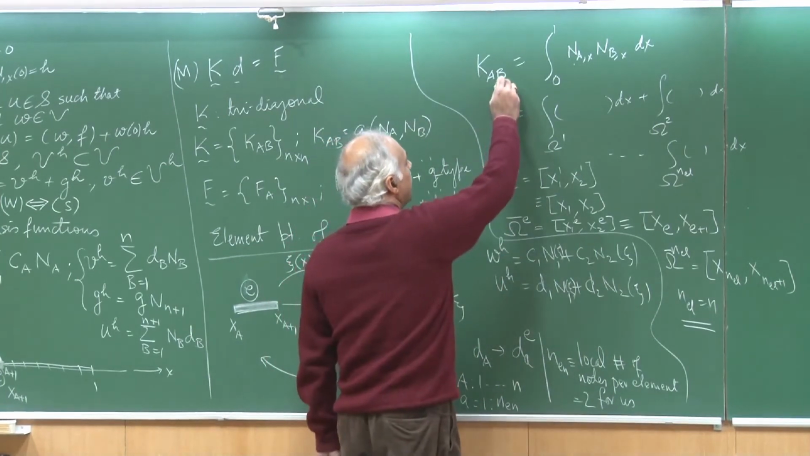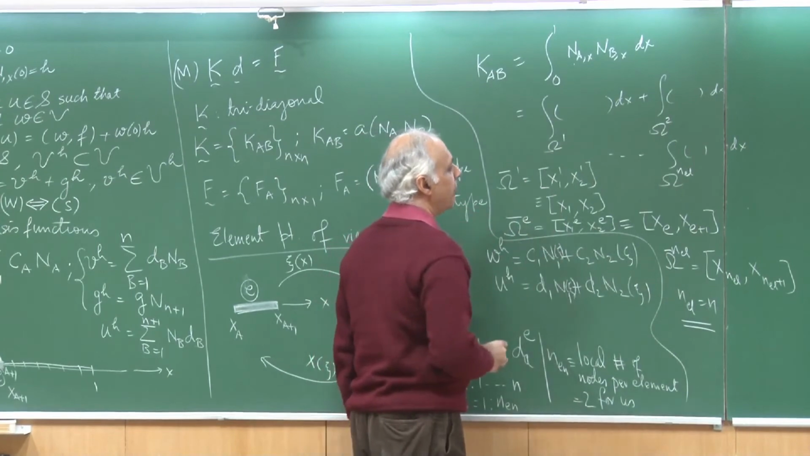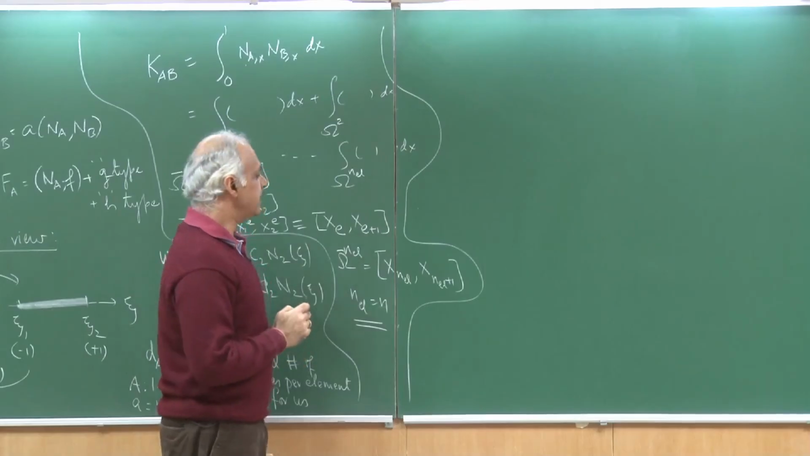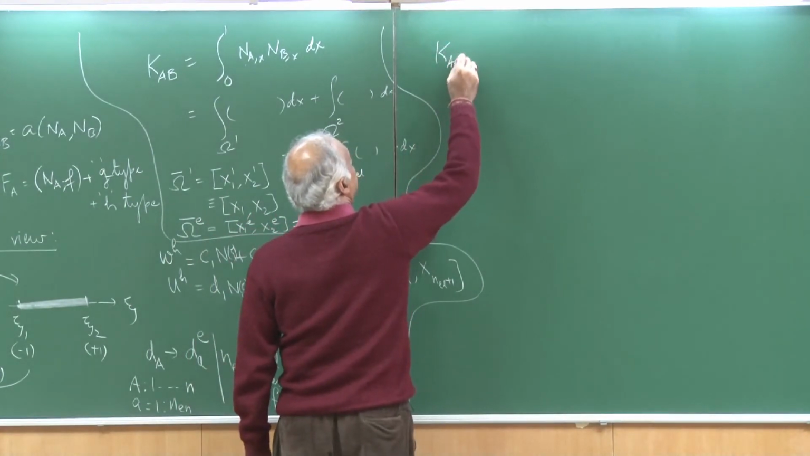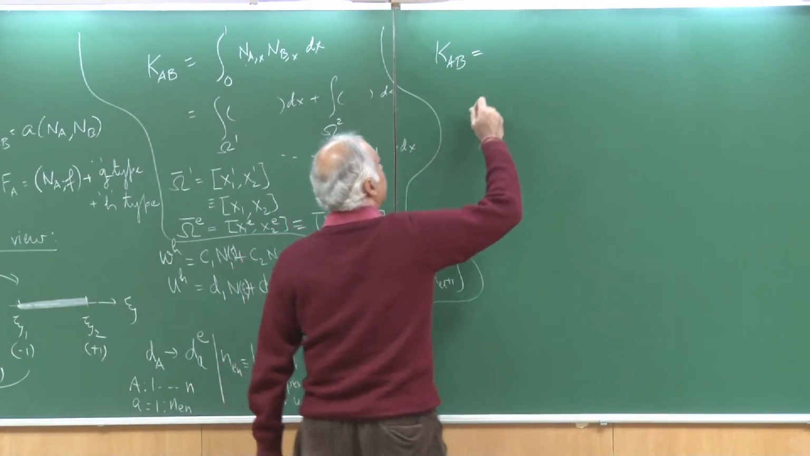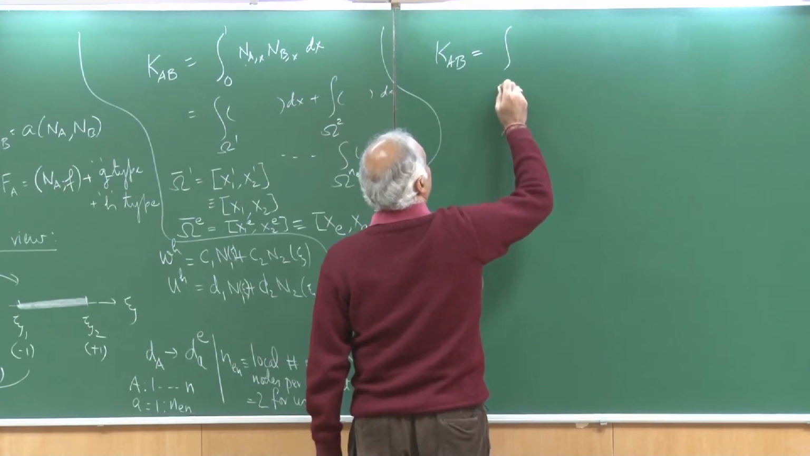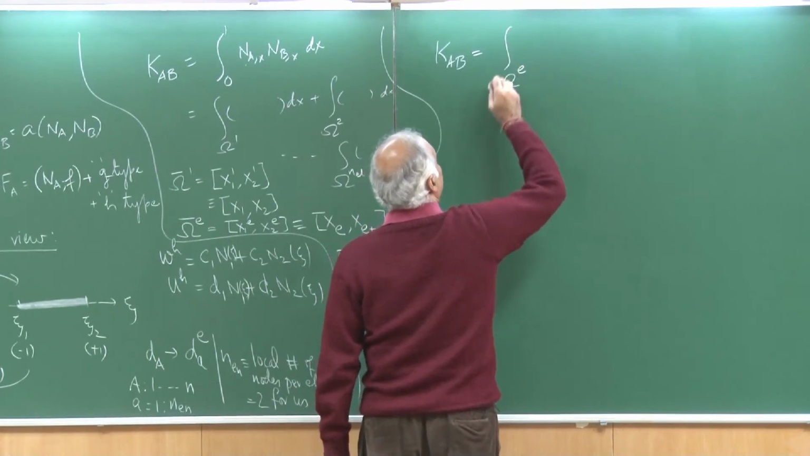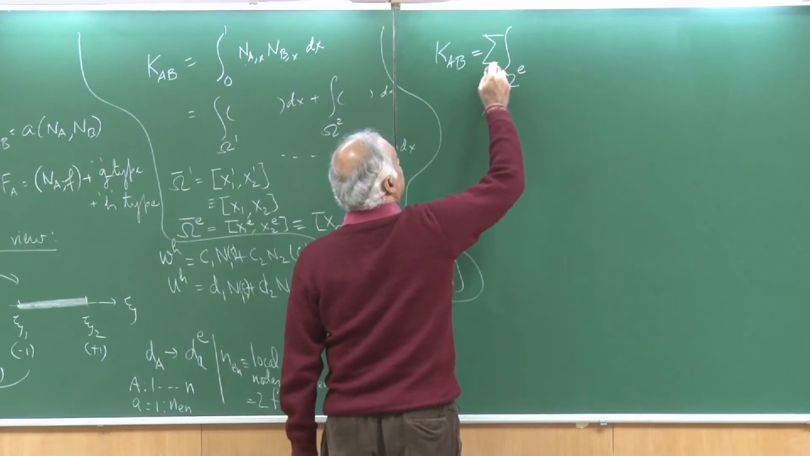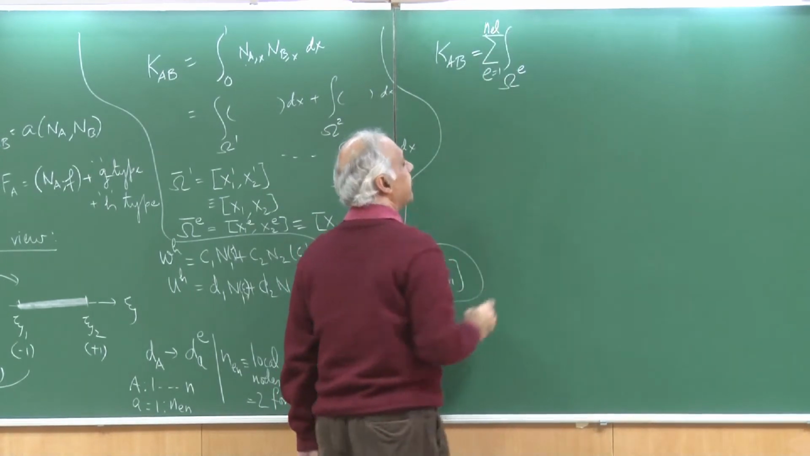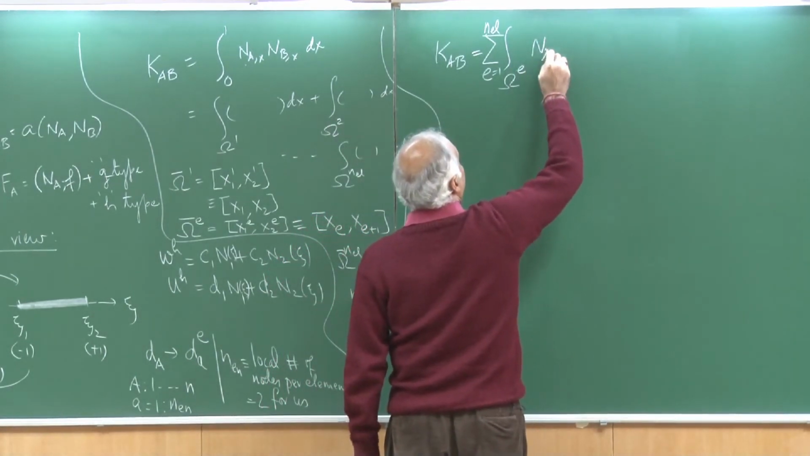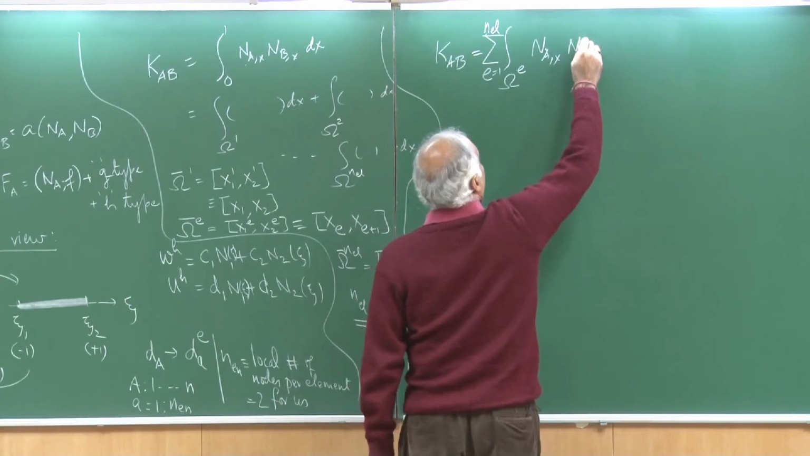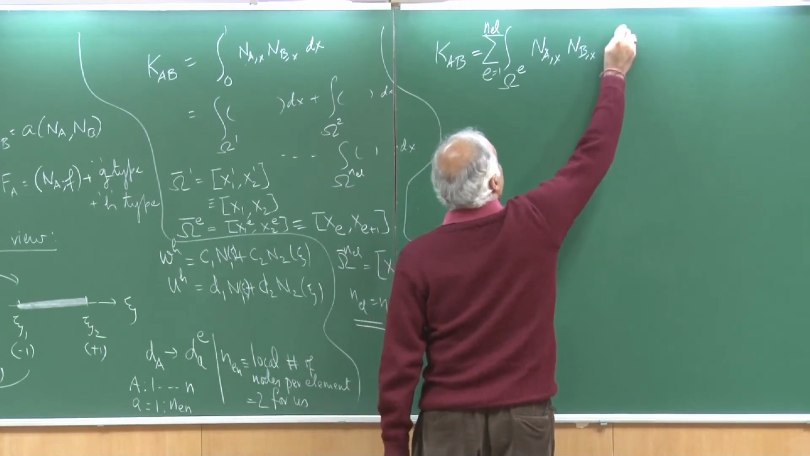So, we looked at KAB, which is a sum of all these integrals. Let me write this for you more explicitly. KAB can actually be written as the integral over the domain omega E, but we will have to now sum it over all elements. So, E goes from 1 through number of elements, and the integrand would be Na comma x and Nb comma x dx.